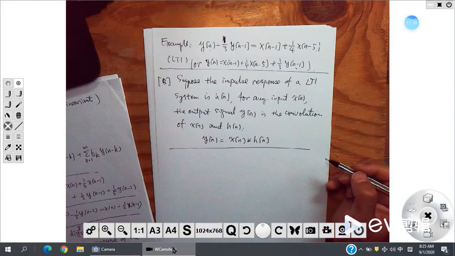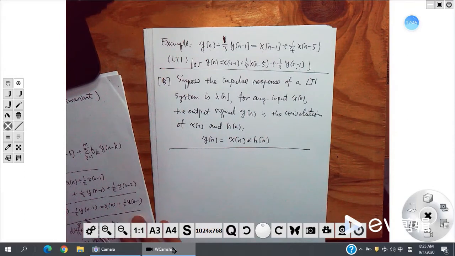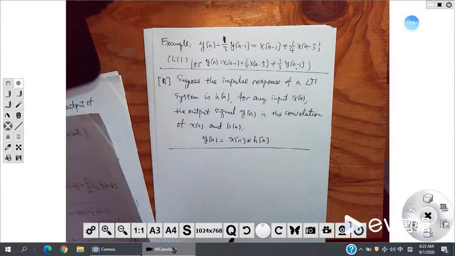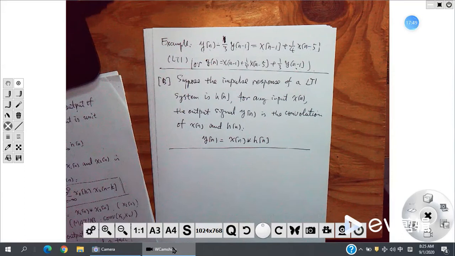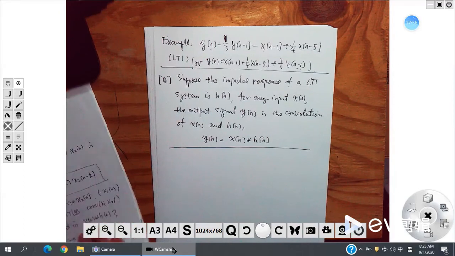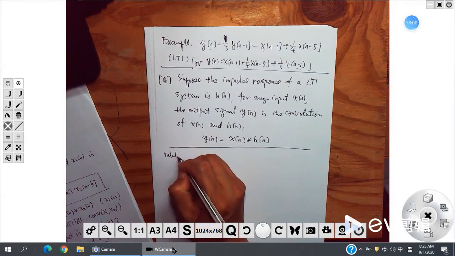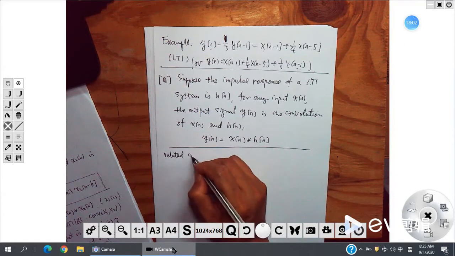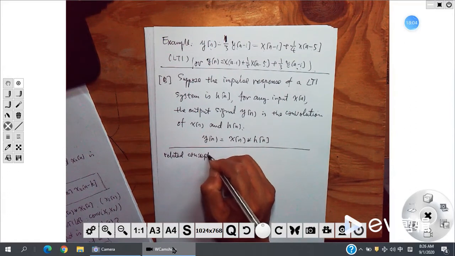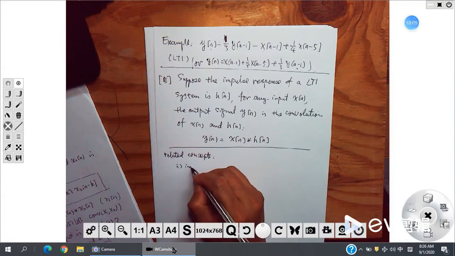This statement is somehow long. Now let's go over it and try to understand it. The first part: suppose the impulse response is something. So what is the impulse response? I will write it here. Related concepts, I will have several. The first one is the impulse response.